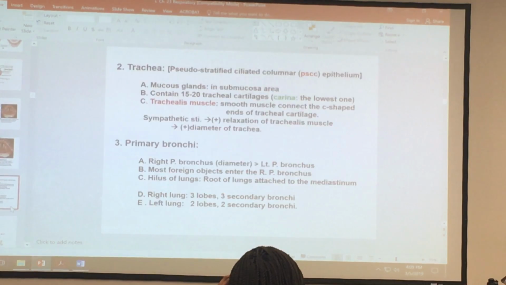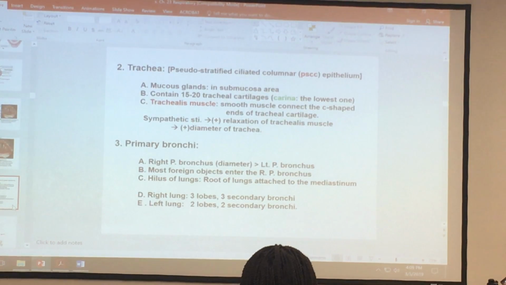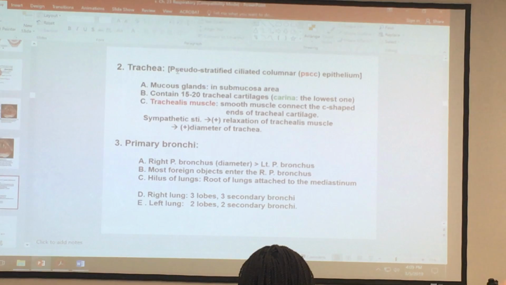The first thing we know is the epithelium is pseudostratified ciliated columnar epithelium. I put it an easy way for you to memorize: PSCC. Just know it has cilia, a hair-like structure to move up the mucus. The mucus is majorly produced in the mucus glands, very deep in the submucosa. They also have a little bit of goblet cells, or mucus cells, on the surface.